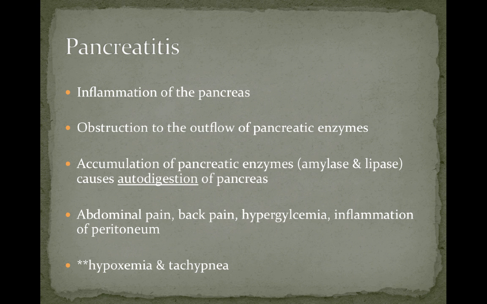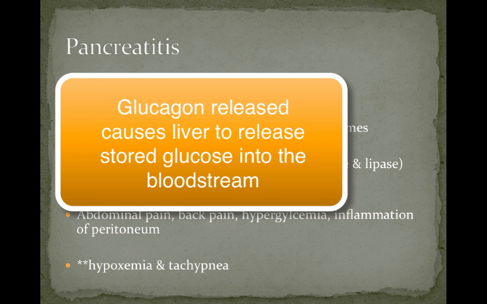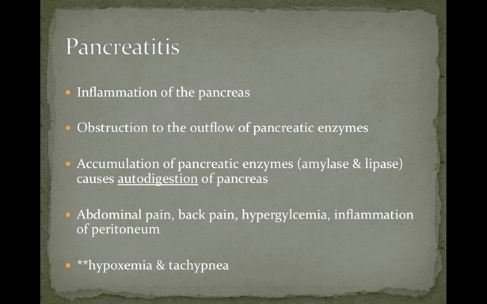Hyperglycemia is not uncommon because glucagon is released from alpha cells, and when the glucagon is released, it causes the liver to release glucose into the bloodstream. So you will see hyperglycemia in the patient. Patients can again experience shock because of the widespread inflammatory process. So what happens is, as the pancreatic enzymes leak out, you get a lot of systemic vasodilation and capillary leaking, just like you would in your normal inflammatory response.